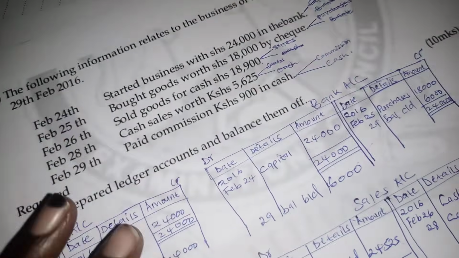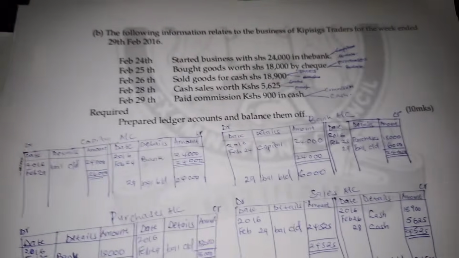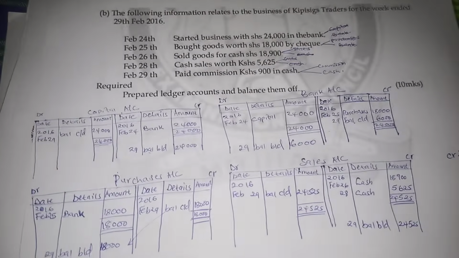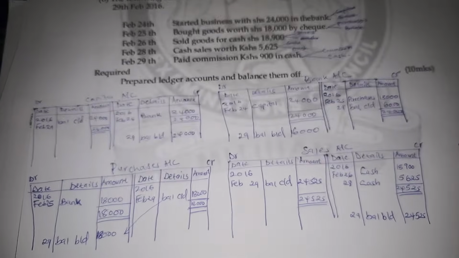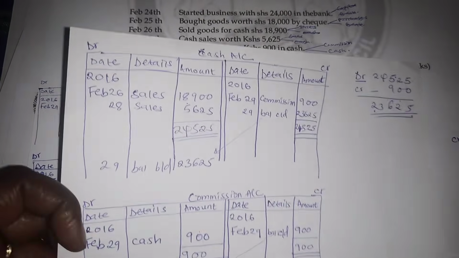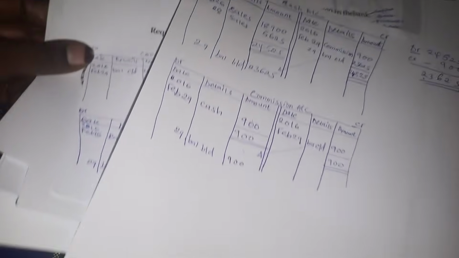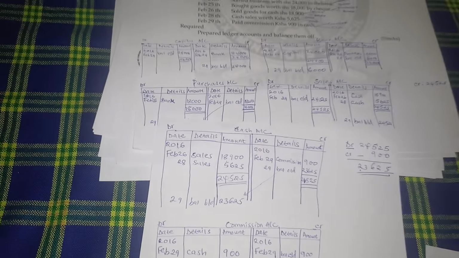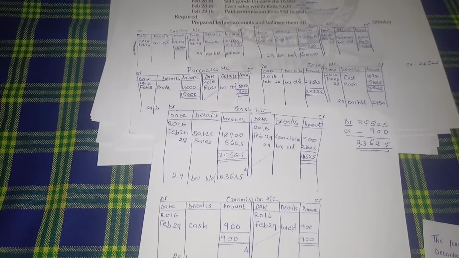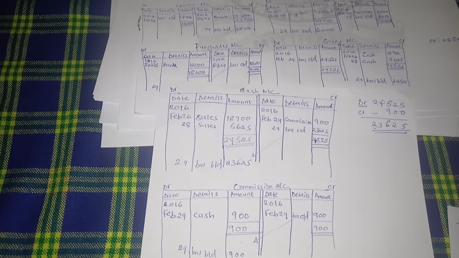That is how you're supposed to go through that question. Prepare and balance them off. So we have those accounts fully prepared and balanced, plus these ones. That is what you are required to do when you come across such a question.